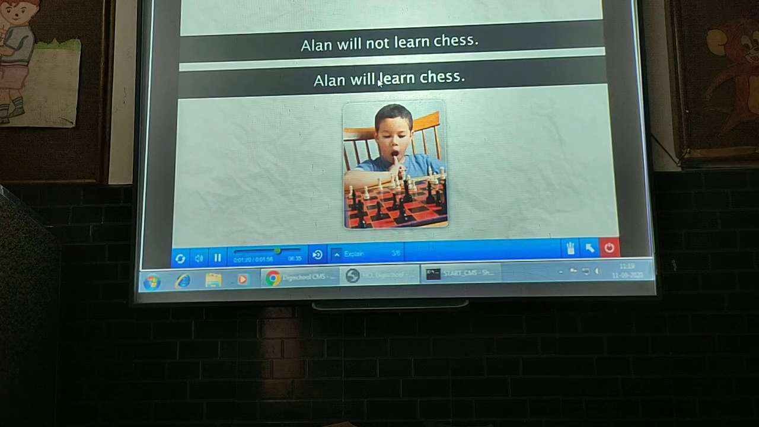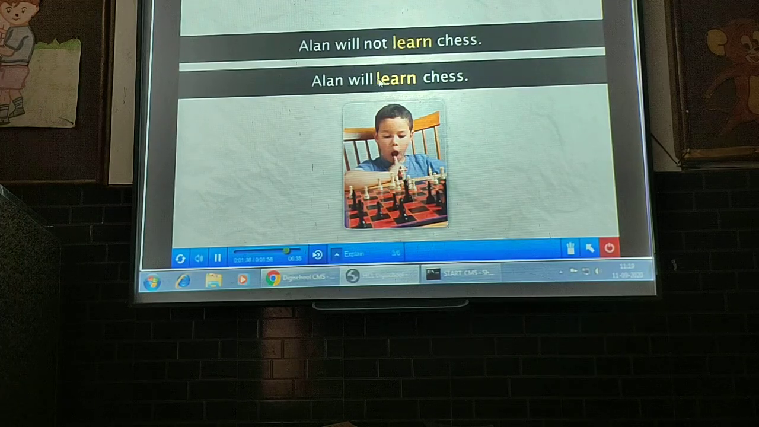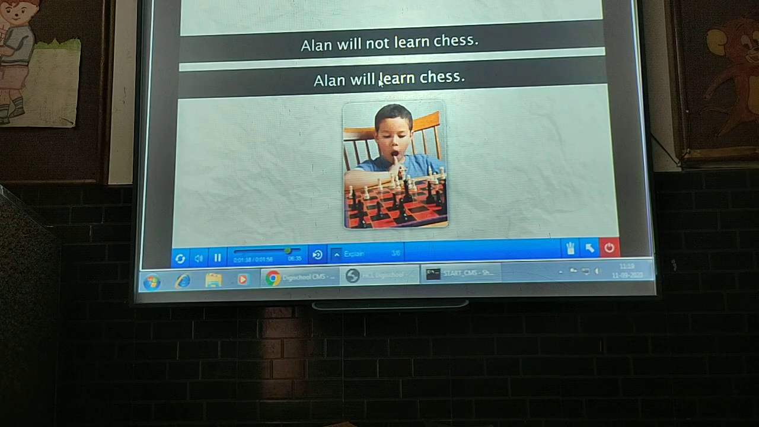Here, the negative word not has been added to the sentence to make it a negative sentence. Since the affirmative sentence already used the helping verb will, you did not have to add a helping verb to this sentence. Also, the main verb learn does not change when the sentence changes from affirmative to negative because this sentence is in the future tense or is about what will happen. Next, you'll practice what you know about affirmative and negative sentences.